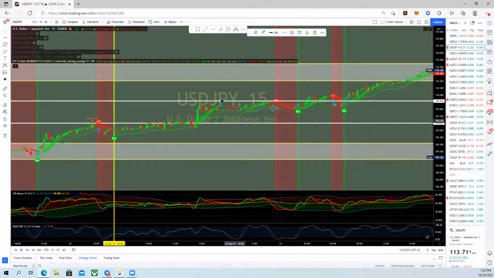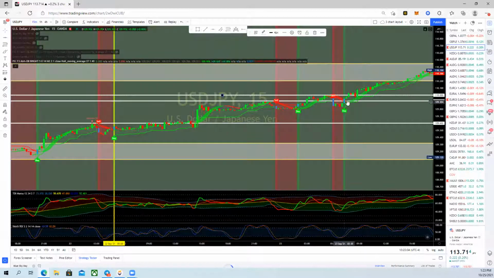You want to wait for the pullback. Then notice what happened next. It activated your trade, put you into profit. You have another opportunity here because you got another pullback. After you get that pullback, here's another buy stop. Activate your order, puts you into profit.